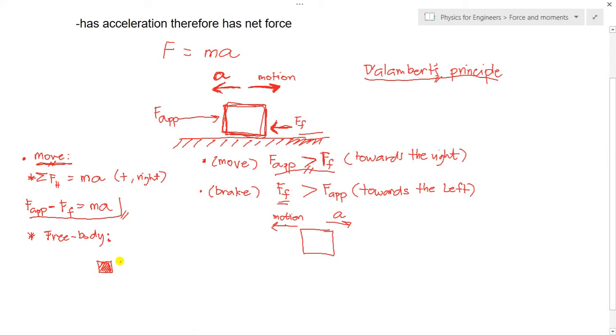So here, of course, we have the applied force, F applied force, towards the right. We also have frictional force towards the left. And what are the other forces acting here, class? Of course, by D'Alembert's principle, we have what we call the reverse effective force.